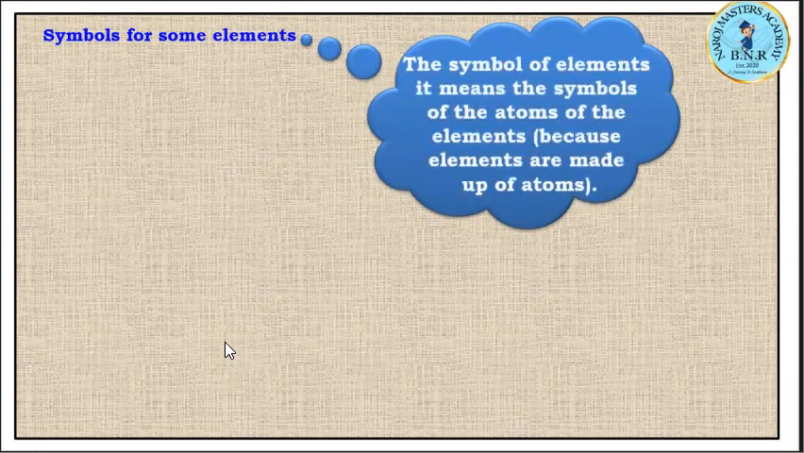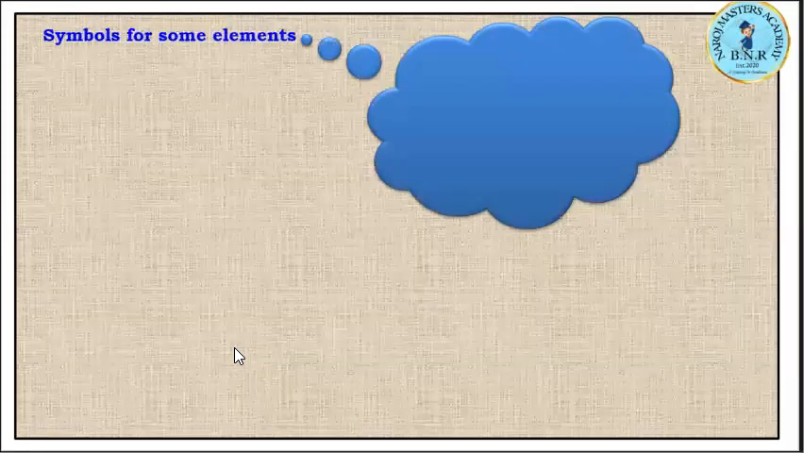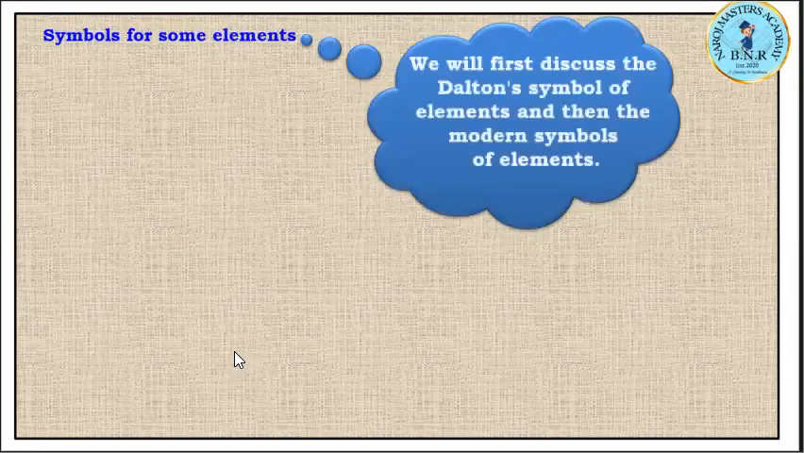The symbols of elements mean the symbols of the atoms. Element symbol is nothing but the atom symbol of the element, because elements are made up of atoms. Every element is made up of atoms only. It means if you are defining an element with the help of a symbol, automatically you are defining the atom as well. Remember that. We will first discuss Dalton's symbols of elements and then the modern symbols of elements.